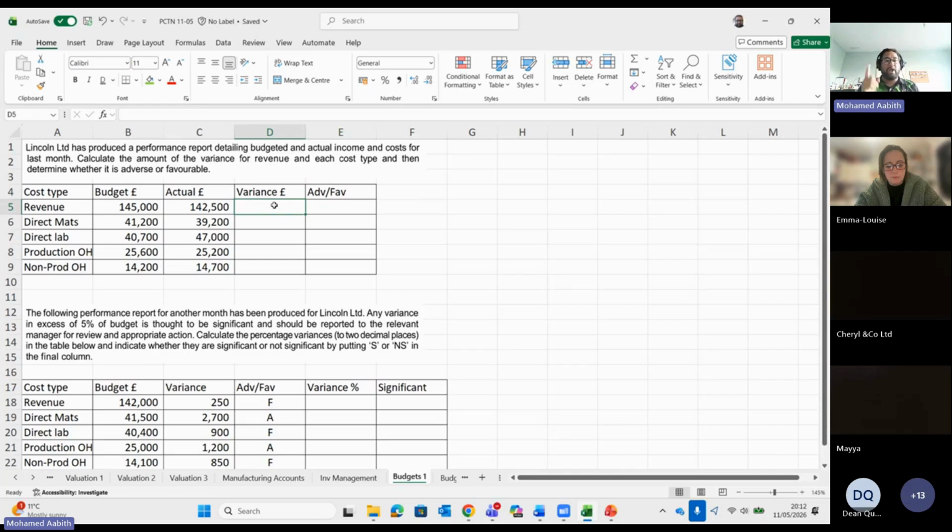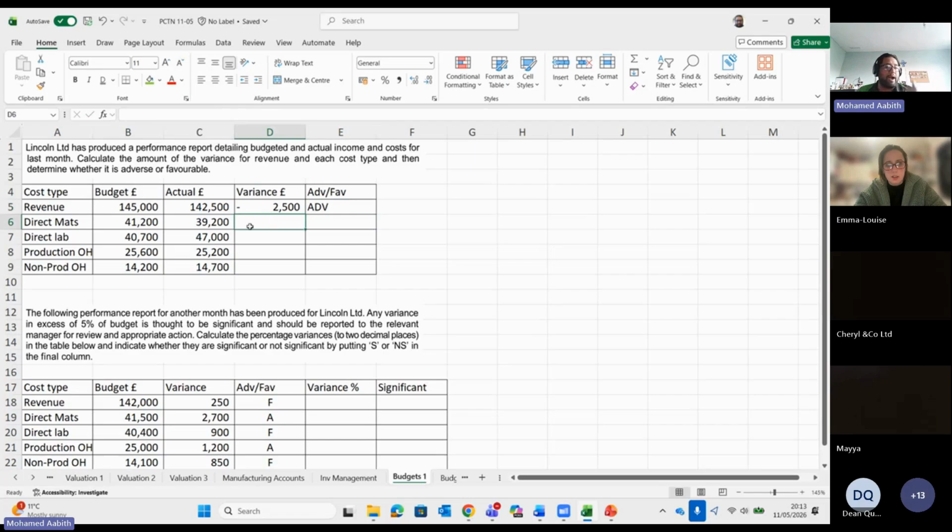Remember, revenue and costs are the other way around. So here, which one's supposed to be better for you, your budget or actual? If your budget is bigger than your actual, that means you haven't done well because you budgeted for 145K, but you only have 142.5K, which is not good enough. So this is an adverse variance. So to get a negative number, you have to say actual minus budget. You get that minus 2,500 there. So this will be an adverse variance.